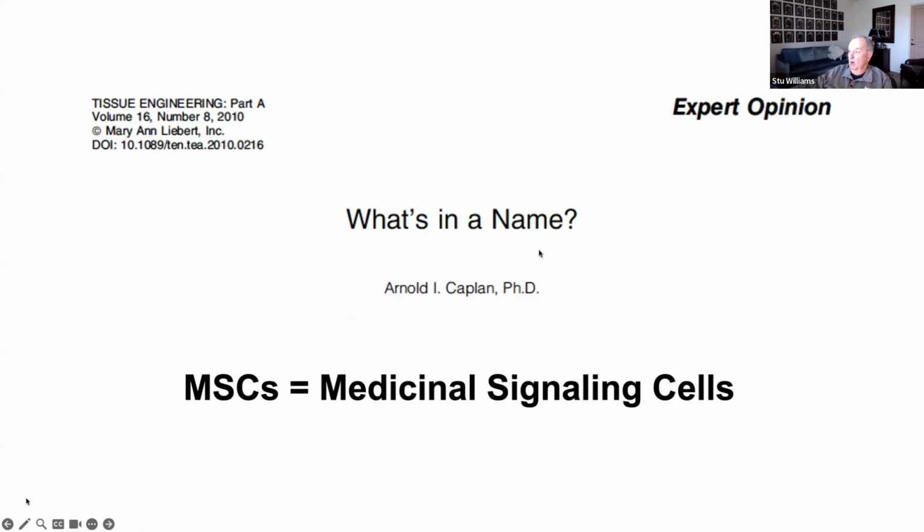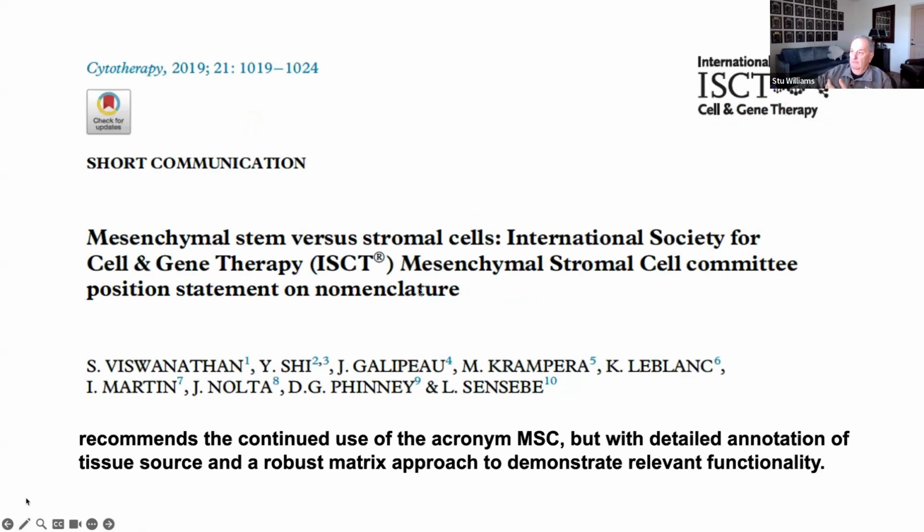In 2010, Arnie wanted to change the name of MSCs to medicinal signaling cells, beginning to help us develop the idea that these cells have a paracrine function, and the cells may actually give off these little things called exosomes, vesicles that hold all sorts of material. In 2019, the ISCT got back into this and began to say, okay, the acronym should be used for all tissues. So if it's an adipose MSC, you have to put an A in front of MSC.